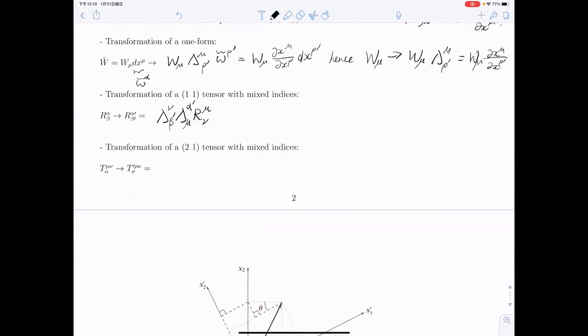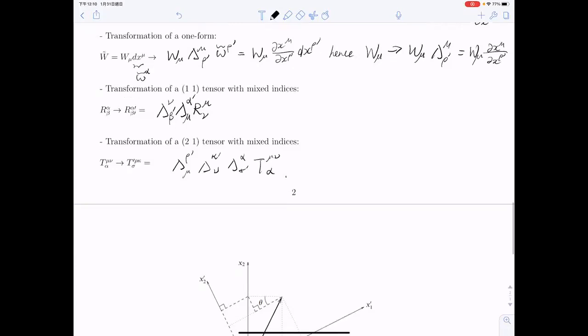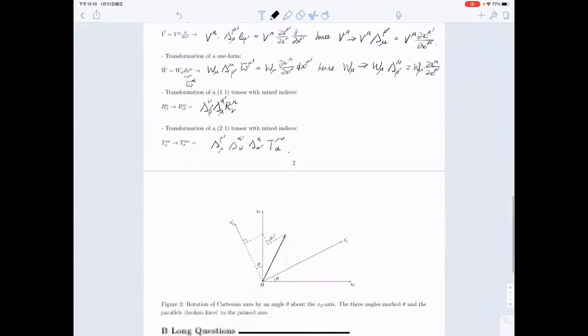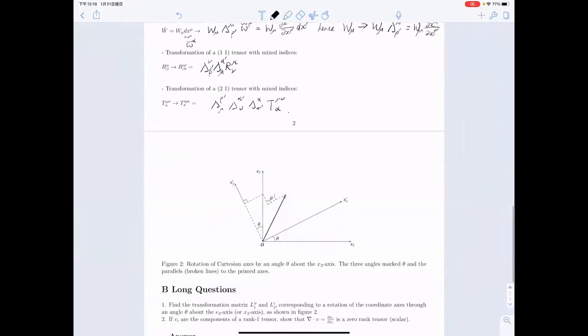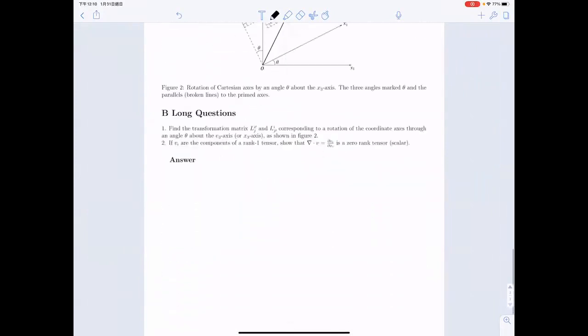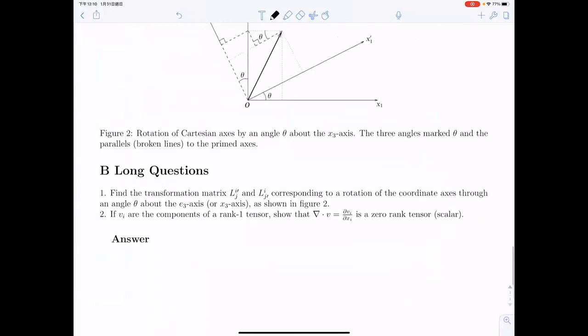I should change the position of the indices. Easy. After that, I think you have some basic knowledge about coordinate transformation and what a one-form tensor and a vector are. So how about we do the questions?